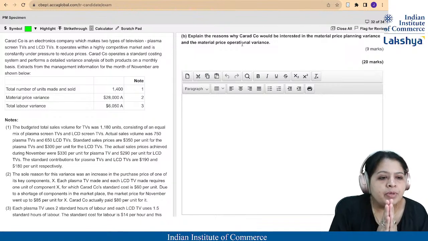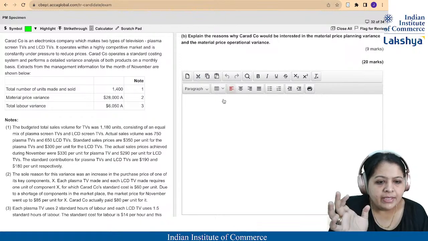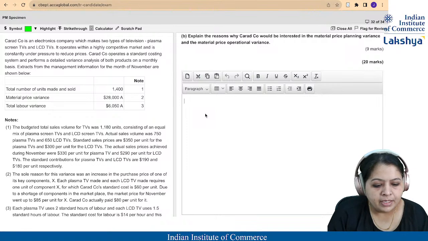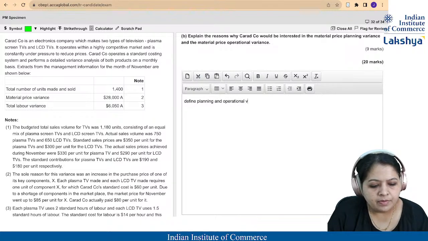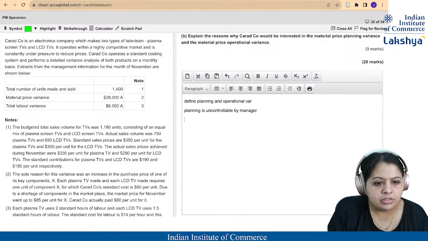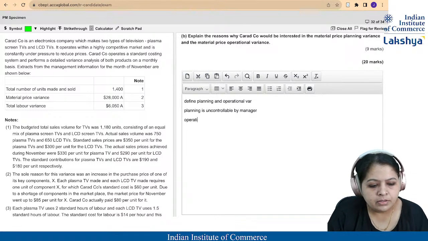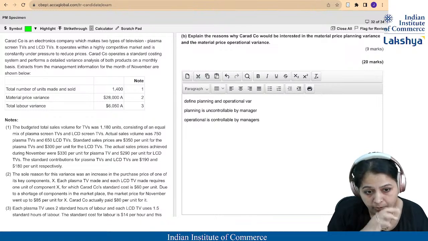Explain the reason why Carrot Company would be interested in material price planning variance and material price operational variance, right? So when we are writing this answer, the first thing we have to do is define planning and operational variance. Then we can justify why planning is uncontrollable by managers and operational is controllable by managers. Right? So talk about these things.